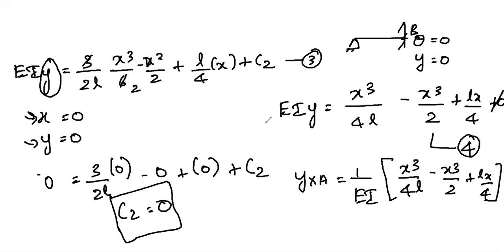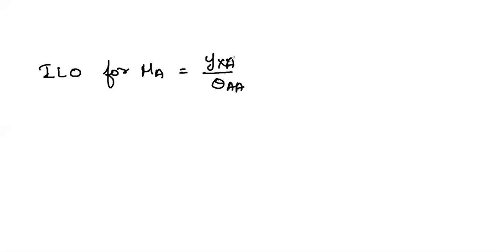Next we are going to find the influence line ordinate for the moment at the point A. We already found the equation, that is, the influence line ordinate for the moment at the point A as yxa divided by theta AA. So you found the value of yxa and the value of theta AA.